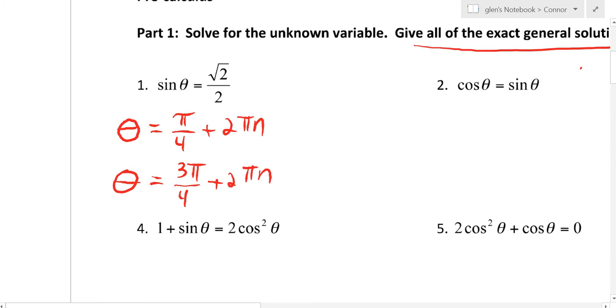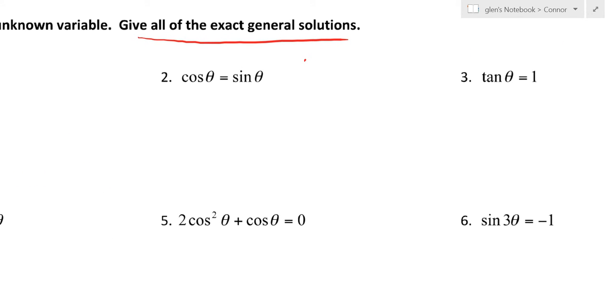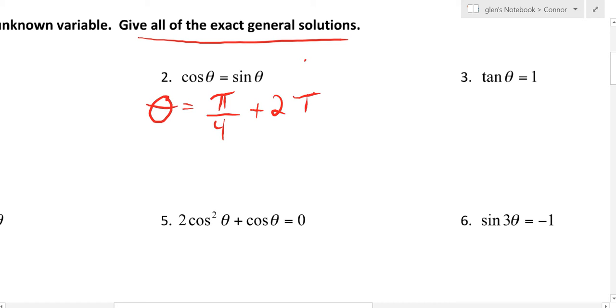Okay? Number 2 is a super oddball question that I'll probably never ask you again, but there's no algebra or anything to do here. You just need to know where they equal the same thing, and there's one angle in the first quadrant where they're the same thing. 45 degrees, but in radians it's going to be pi over 4 plus 2 pi n, okay? And they're also the same thing in quadrant 3 again, where they're both negative. It doesn't happen in quadrant 2, because sine's positive and cosine's negative.